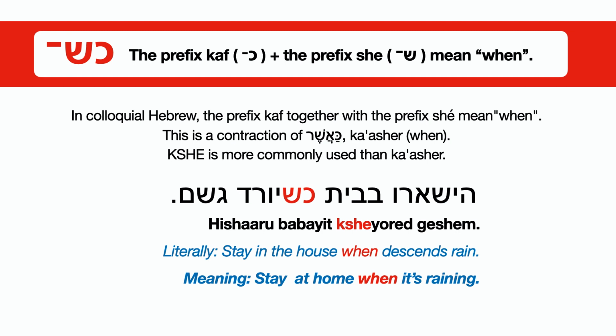So here's an example. Hisha'aru b'bayit ksheyored geshem. Hisha'aru means stay. Okay. B'bayit means in the house. Kshe, when. Okay, referring to the circumstance of when it's raining. So yored means descends, okay, or falls. Geshem means rain. So literally that's saying stay in the house when descends rain. So that's how we say stay at home when it's raining. Hisha'aru b'bayit ksheyored geshem.